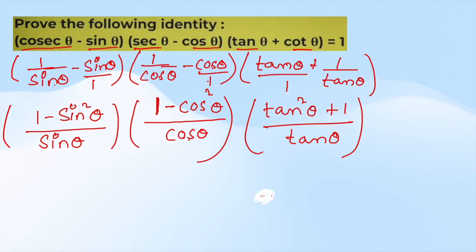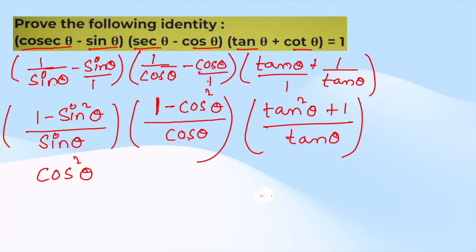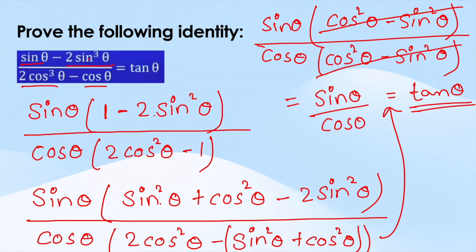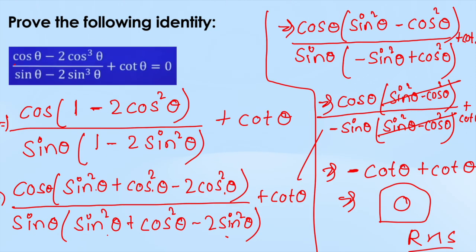Now coming to the next one. What we will be getting? 1 minus sine square theta is? Good. This is cos square theta. We just learned it. Sine square theta plus cos square theta is equal to 1, right? We learned that, no? Sine square theta plus cos square theta is 1. So 1 minus sine square theta is cos square theta and 1 minus cos square theta is sine square theta. Let's make use of it then.